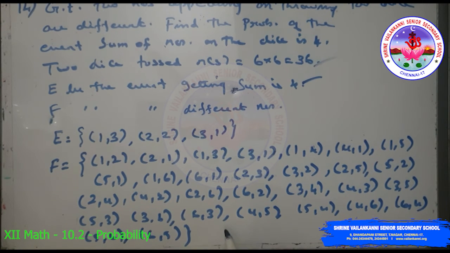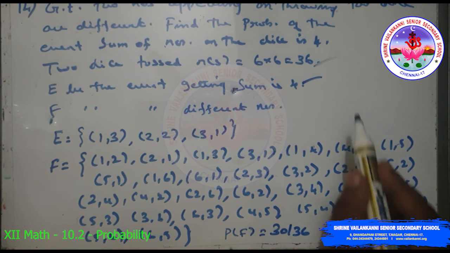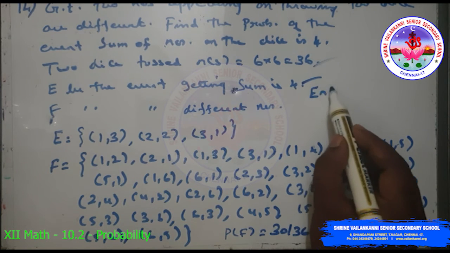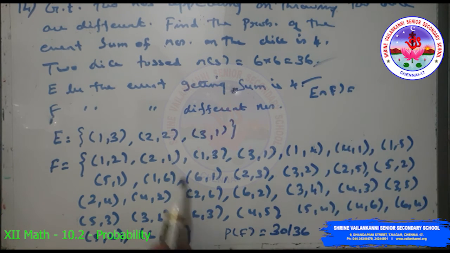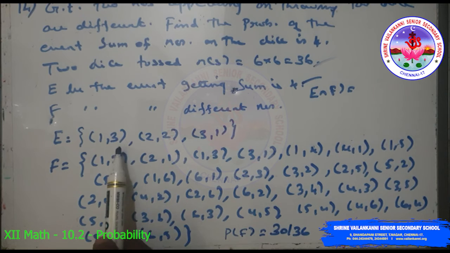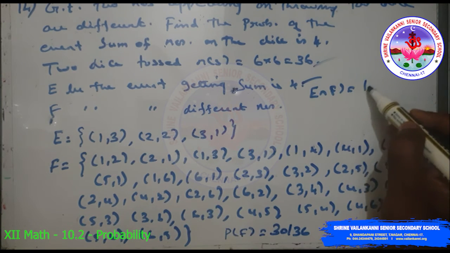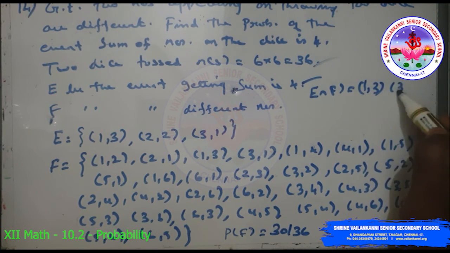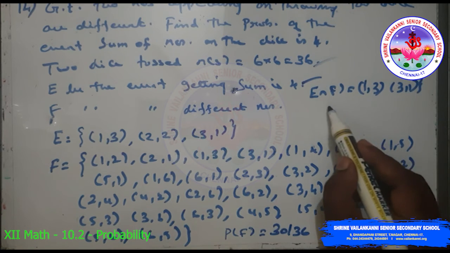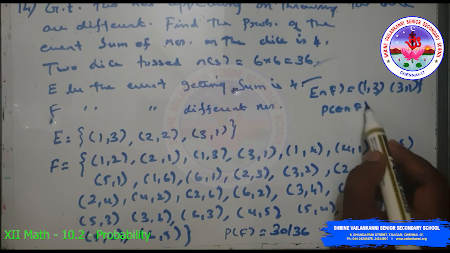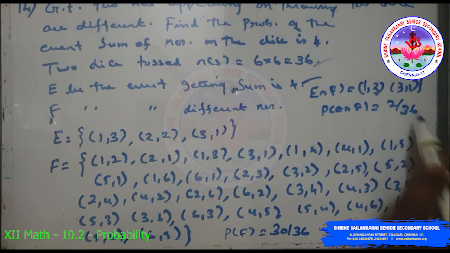So P of F is, we have 2, 4, 6, 7, 14, 21, 28, 30, so 30 by 36. We have to find E intersection F, the common between these two. 1,3, we don't have 2,2 here. So 1,3 and 3,1. So P of E intersection F is 2 by 36.